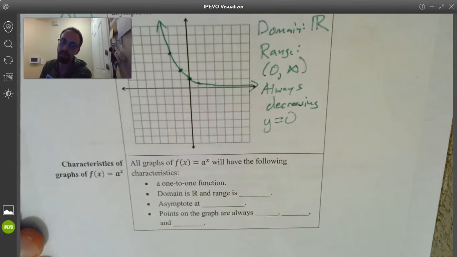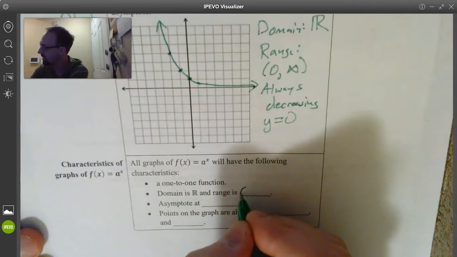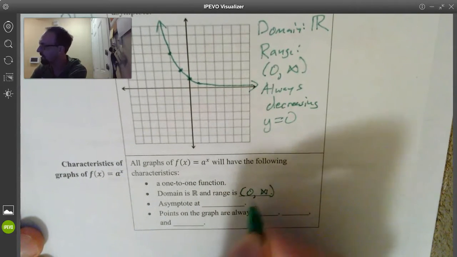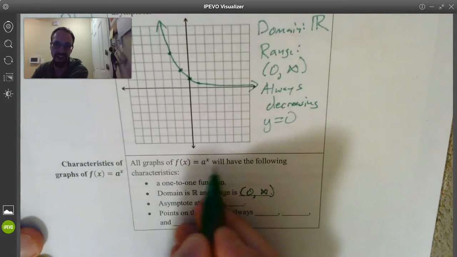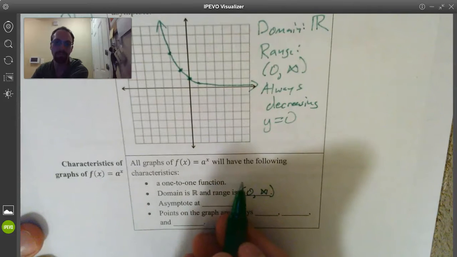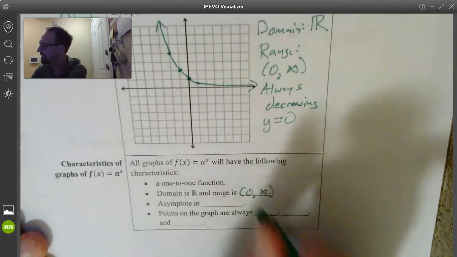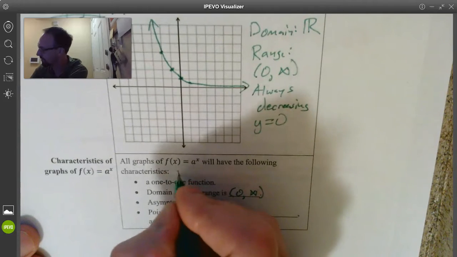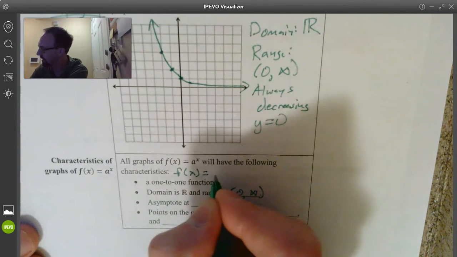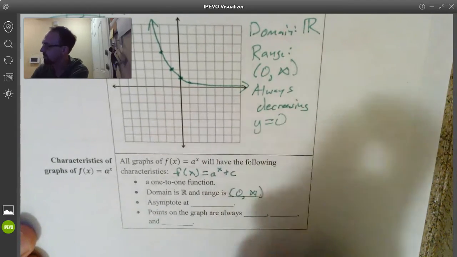They're always 1 to 1. The domain is always all real numbers. The range is always going to be 0 to infinity. But the 0 really depends upon what number you're adding or subtracting here. So if you're adding 5, then it's going to be 5 to infinity. It always depends upon what's happening at that particular point. So I'm hesitant about putting 0, but without something here. So really, we'll say that this is f(x) = a^x + c.